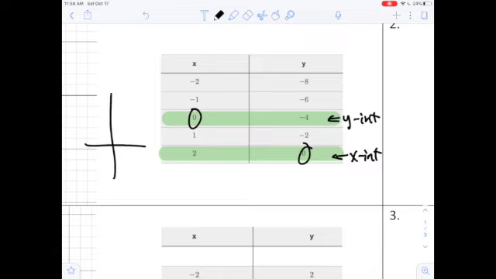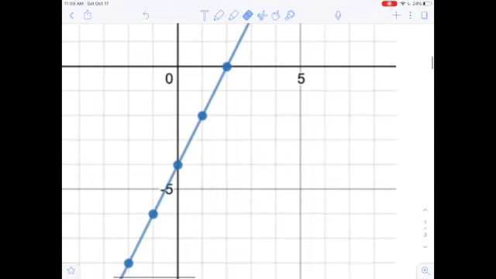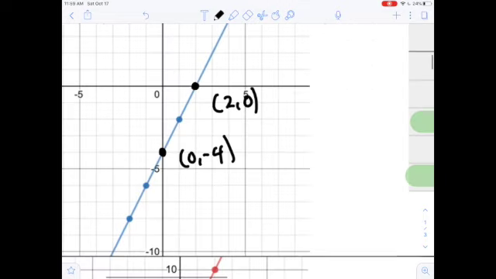You can come over here and do a little quick graph. So over 0, down 4, that guy must be my y-intercept. And over 2, up 0, that guy must be my x-intercept. Again, just for today's lesson, you can also take a look at your graph, and here we have it just to verify. We've got our y-intercept at (0, -4), and then we have our x-intercept at (2, 0).